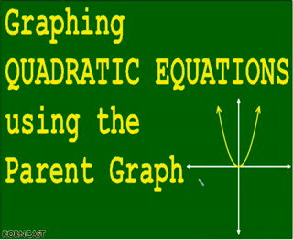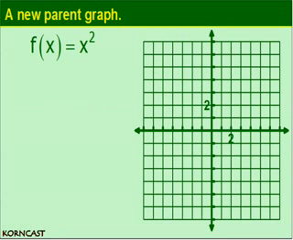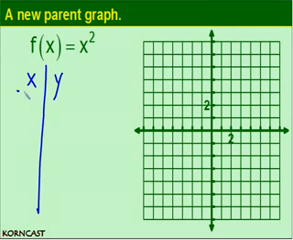In this KORNCAST, we're going to learn how to graph quadratic equations the easy way by using the parent graph. Our new parent graph is going to be f of x equals x squared, which is our quadratic equation. Well, let's go ahead and take a look at a table to graph this equation. Pick our standard 5 points: -2, -1, 0, 1, and 2.